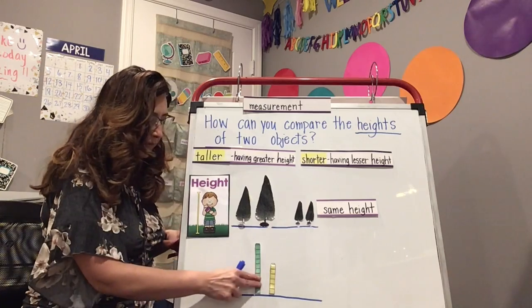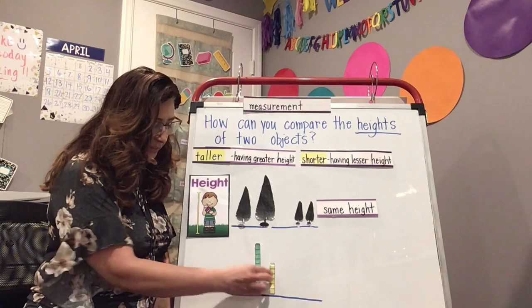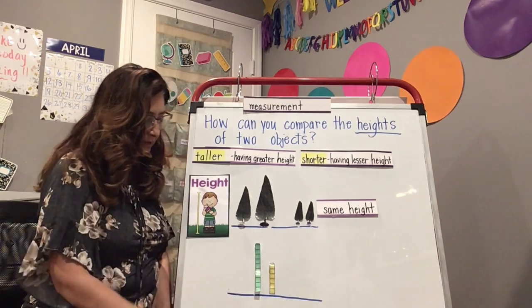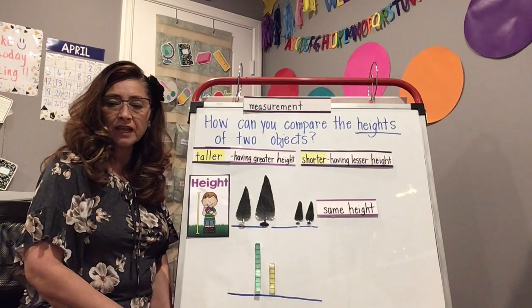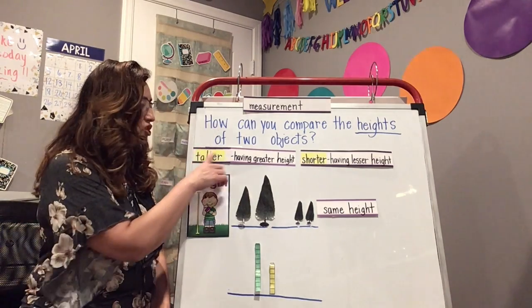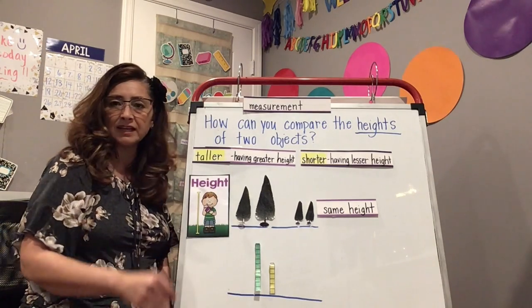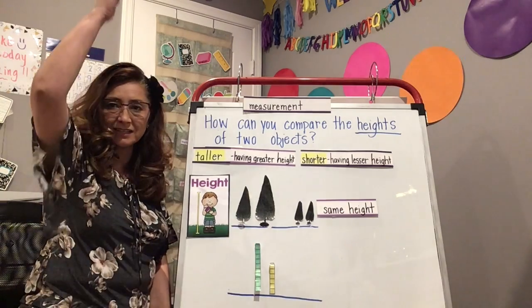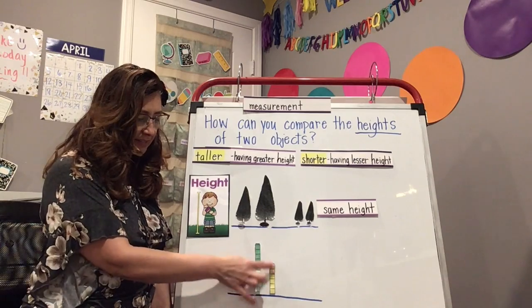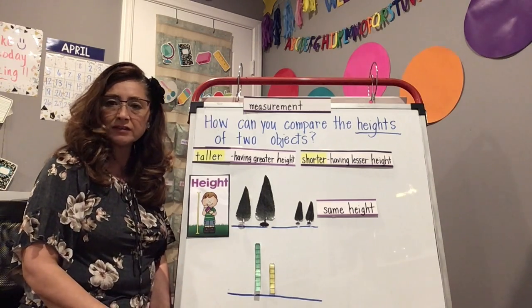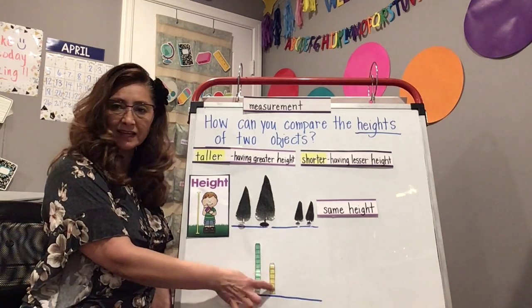Now, am I able to compare them now? Yes, that's right, because they are both lined up together on the line. Now, which cube tower, boys and girls, is taller? Very good, the green, because its height is higher. You see how it's higher than this one? Yes. How else do you know? That's right, because it has more cubes than the yellow.